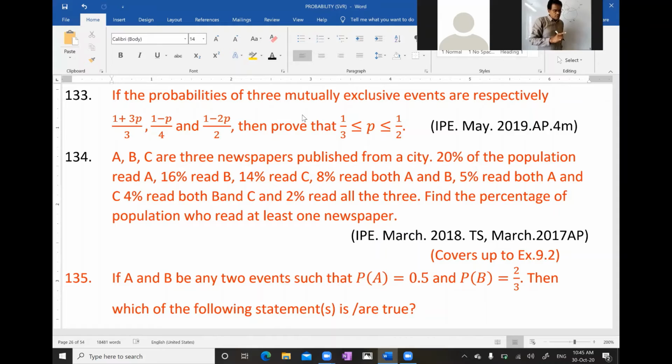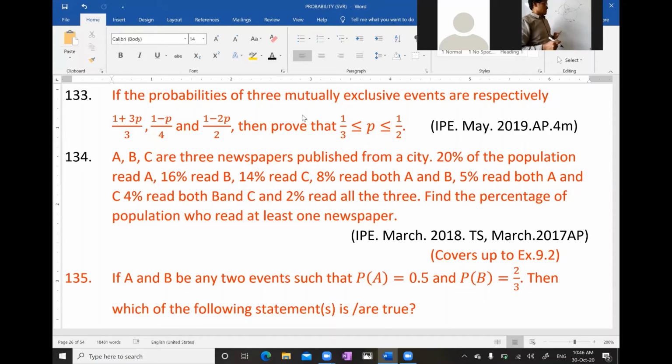8% read both A and B. This whole is 8%. Because this is 2, my dear, I'm writing 6% remaining. Please, all of you notice that, my dears. 8% read both A and B. Because already 2% read all the three, I wrote them. So remaining 6% is only A and B. The meaning of 6% is the percentage of people who read only A and B, not C. Only A and B means not C.